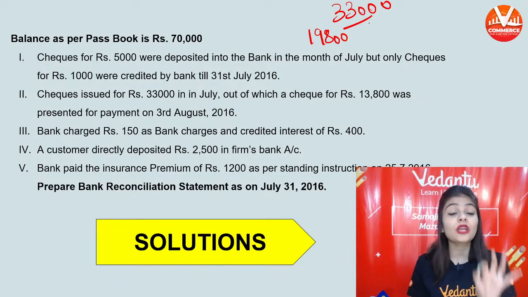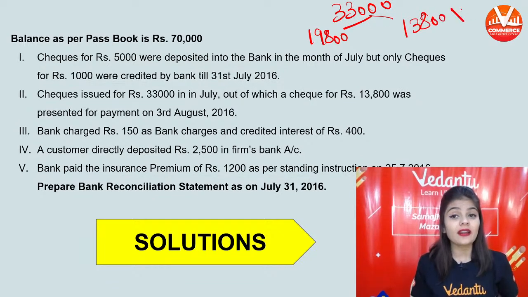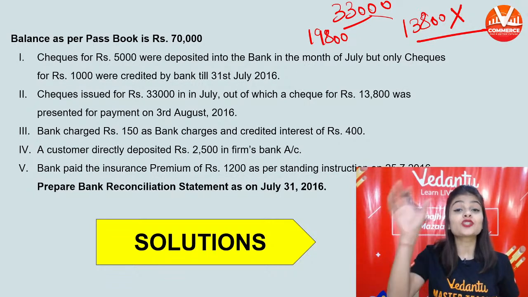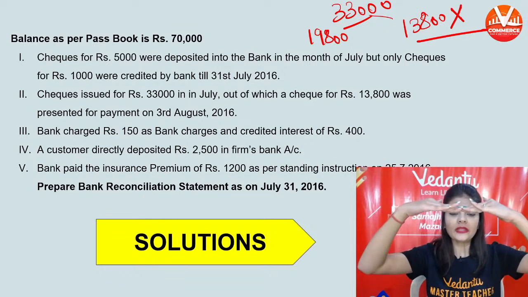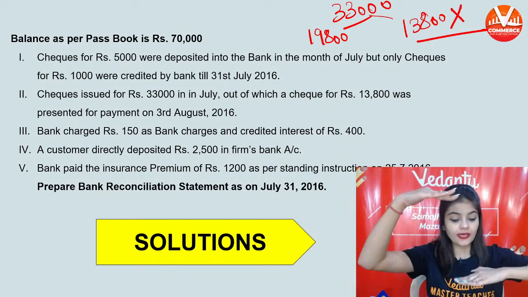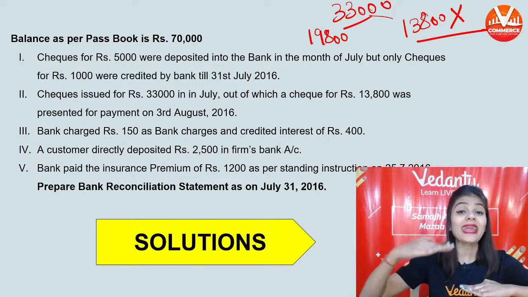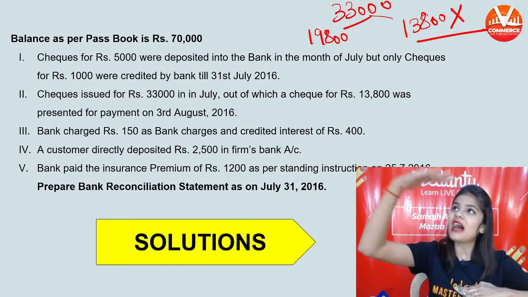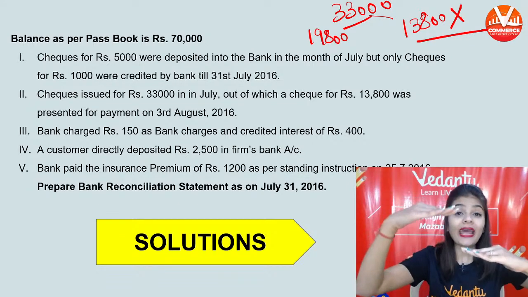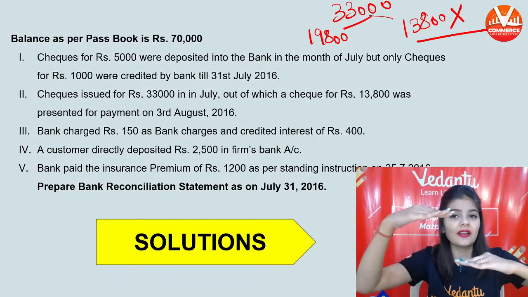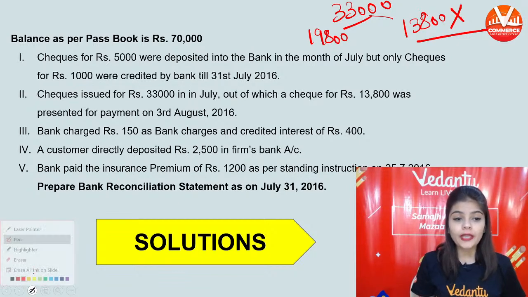33,000 में से कितना रिकॉर्ड हुआ पासबुक में? 19,800. And 13,800 record नहीं हुआ. It is not presented in July, it is presented in August. So the check is issued for 33,000, but in passbook, only 19,800 is presented. Passbook में कितना present हुआ? 19,800. So the difference 13,800 is still not presented.